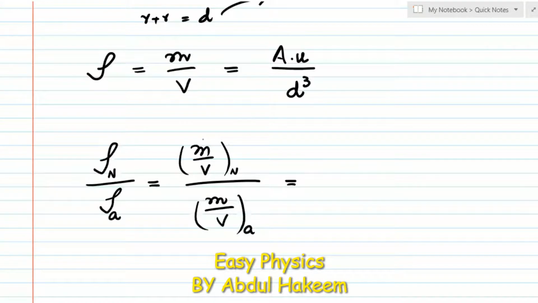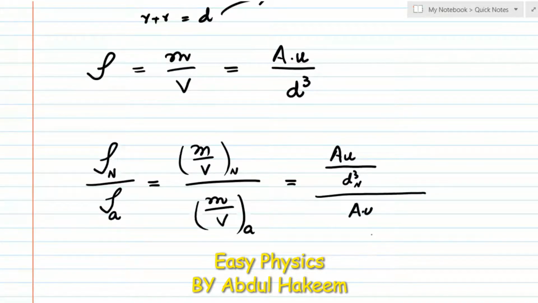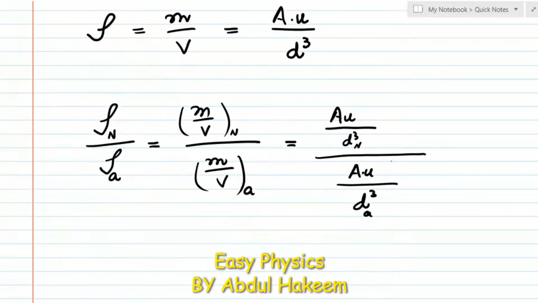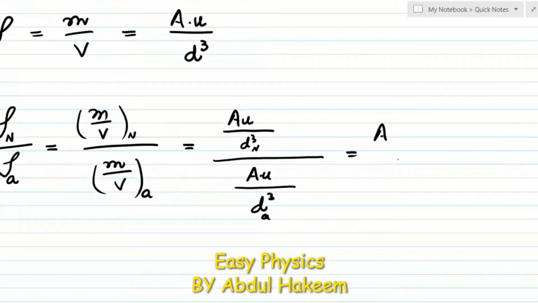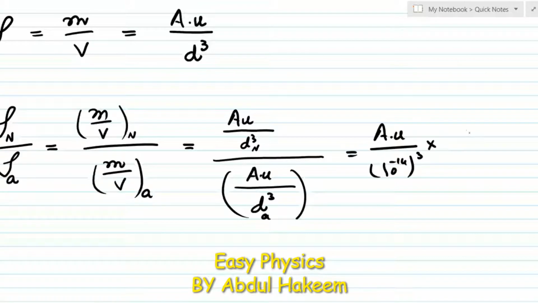Now, the mass of the nucleus is A u and the volume is the diameter cubed of the nucleus, divided by the A u mass of the atom divided by the diameter of the atom cubed. Now it can be written as A times u divided by the diameter of the nucleus, suppose (10 power minus 14) cubed, multiplied by this whole. So it becomes the diameter cubed of the atom, which is (10 power minus 9) whole power 3, divided by A u, because this division is multiplied, so it's reciprocal.